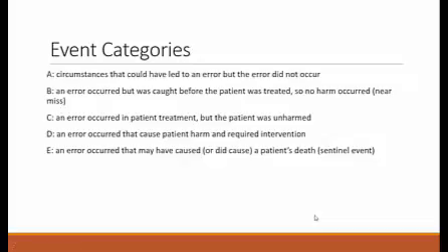There are even categories which can be included in hospital error and near-miss event reports. They are generally numbered, or rather lettered, between A and E, with A being the least harmful circumstance and E being the most harmful one. So E is an error that may have occurred, that may have caused or did cause a patient's death, which is known as a Sentinel event.